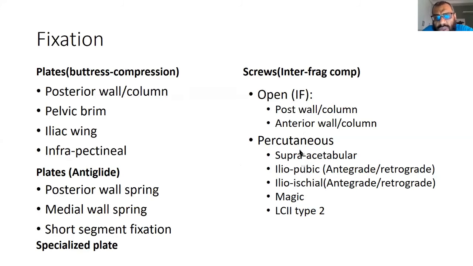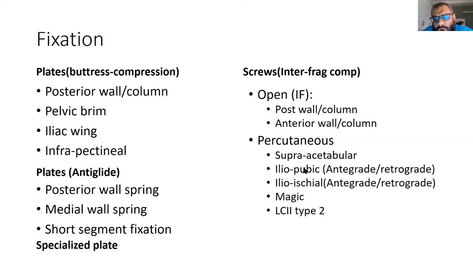The most used screws from this side are the anterior column screw from the posterior approach, or the posterior column screw from the anterior approach. Either you put it in an antegrade or a retrograde manner. Usually the anterior column screw is put from the ilium to the pubis. This is called antegrade because it is from proximal to distal. But if you put it from the pubis to the ilium, it's called retrograde. Again, if you put it from the ilium to the ischium, it's antegrade. If you put it from the ischium to the ilium, it's called retrograde.